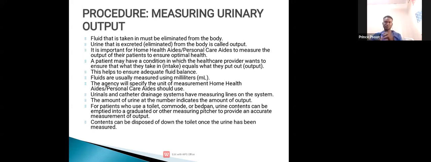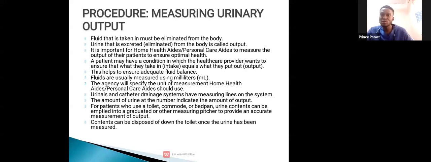How do we measure the urinary output? Fluid that is taken in must be eliminated from the body. Fluid intake should at least be equivalent to fluid output. So fluid taken in should be eliminated from the body. So the urine that is excreted from the body is called output.